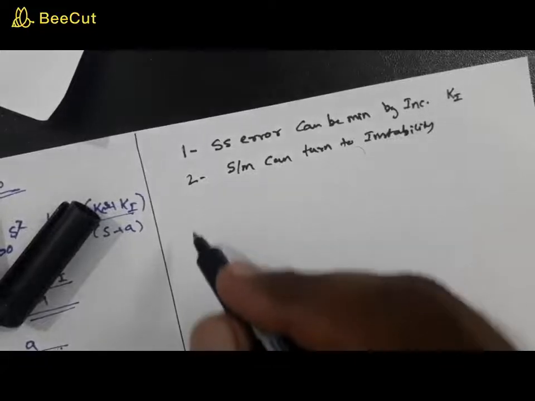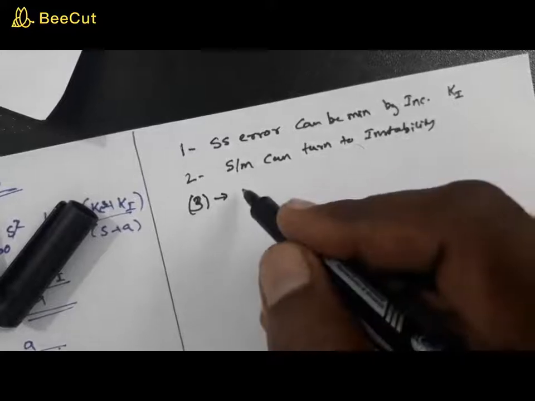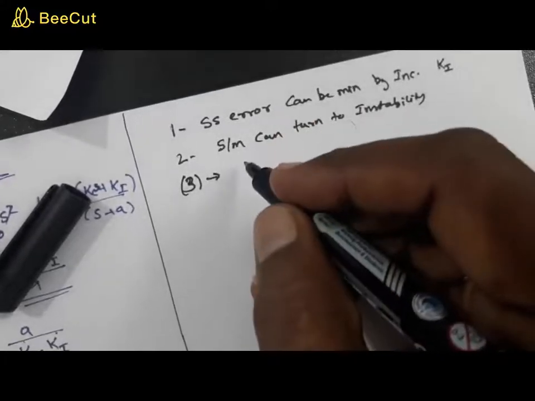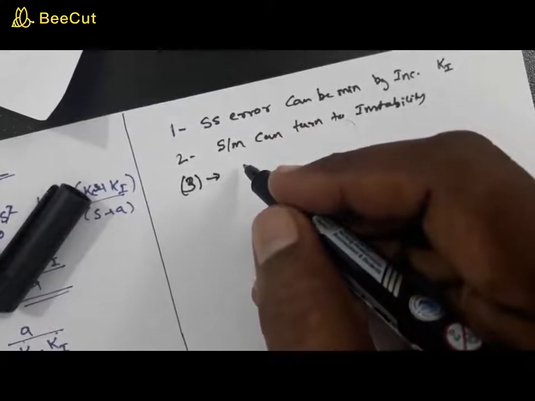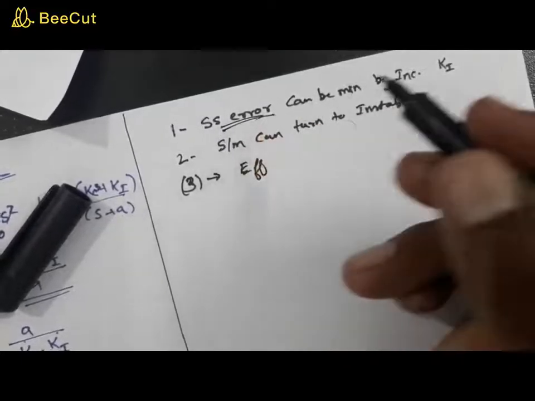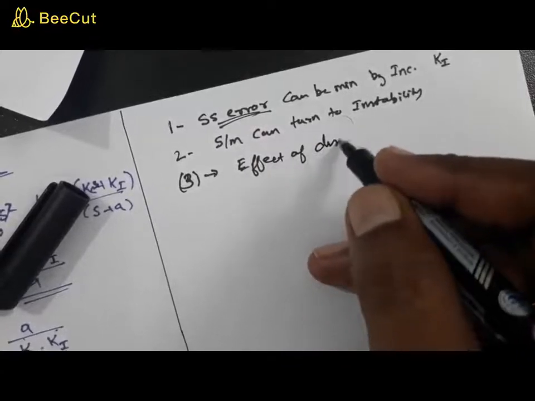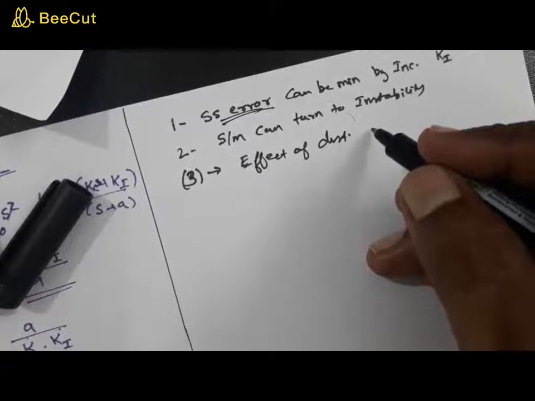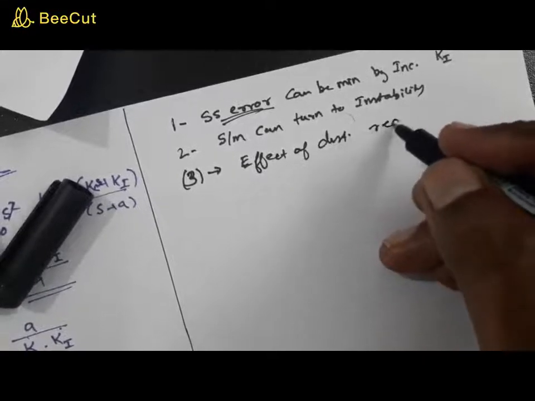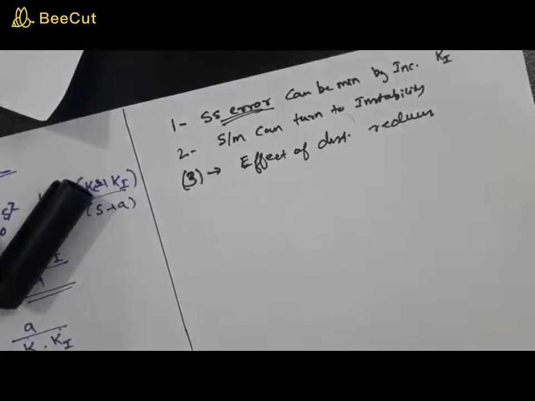Third, we have seen from the effect of the disturbance input that it is also reduced. Steady state error can be minimized, which means the effect of disturbance in a circuit gets reduced due to the fact that it reduces the steady state error. So that is another feature of the proportional integral controller.